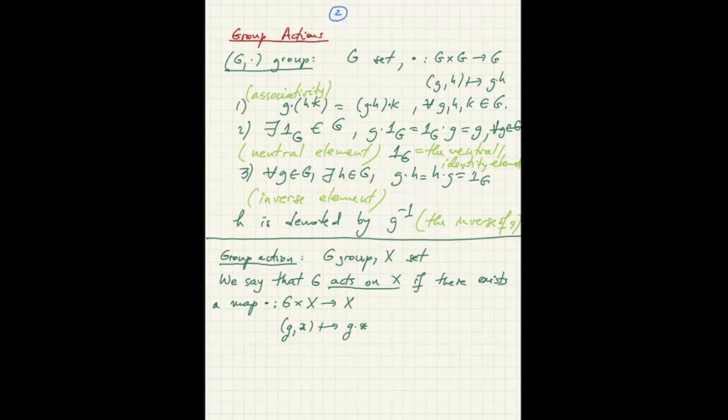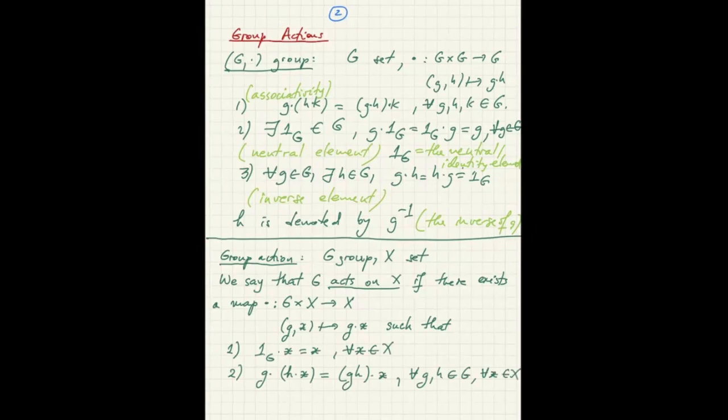With the property such that we have two properties. One, if the identity element acts on x, we get x back for every x in X. And two, if h acts on x and then g acts on it, this is the same as gh acting on x, for any g, h in G and for any x in X.